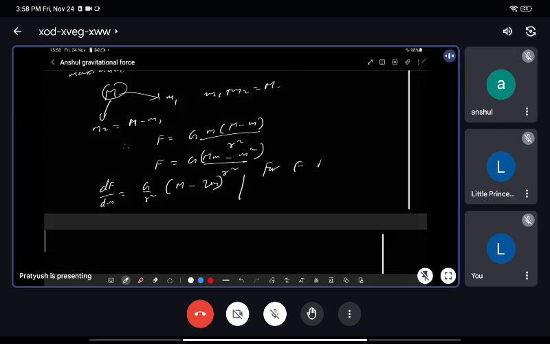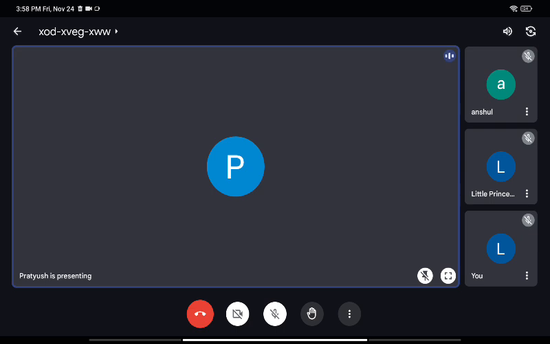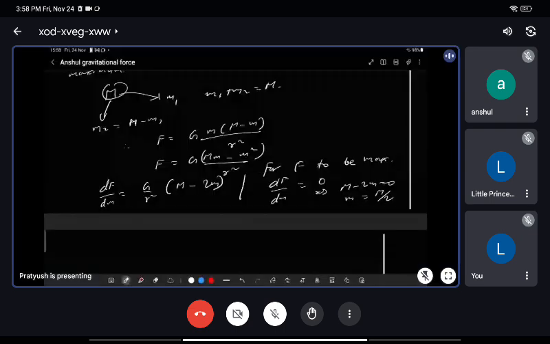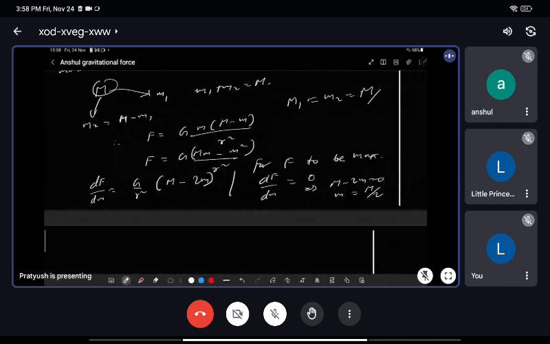So for F to be maximum, the first condition is that differentiation of F must be equal to 0. It means M minus 2m will be equal to 0, or small m equals capital M by 2. When small m is capital M by 2, M1 is capital M by 2, then M2 is also capital M by 2. So M1 equal to M2 is equal to capital M by 2. Got it? Take it down now.